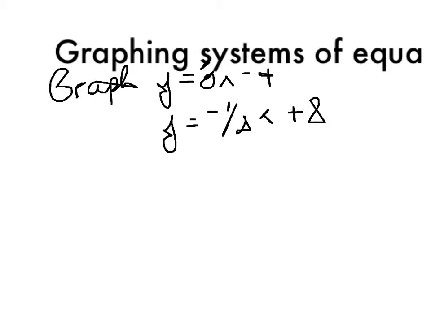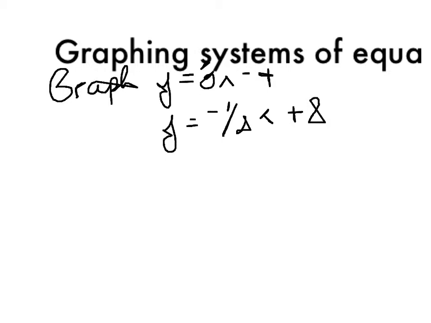Number 1, you want to graph both equations. You can use y equals mx plus b, or you can plot points. Either way, you've got to graph the lines. Now you want to find the point of intersection. So you're looking for where the lines intersect.